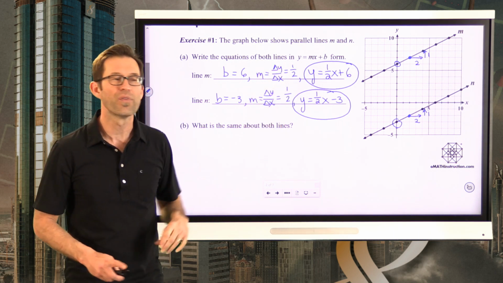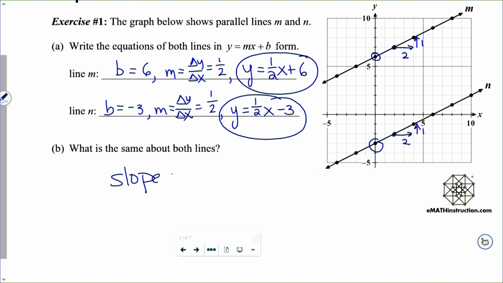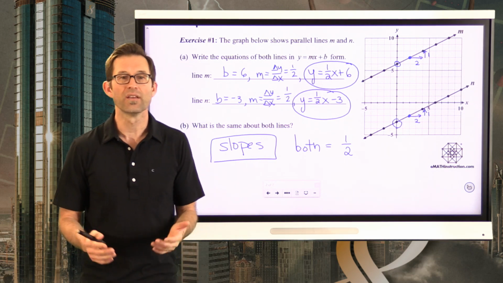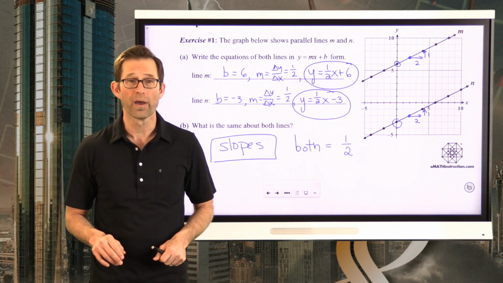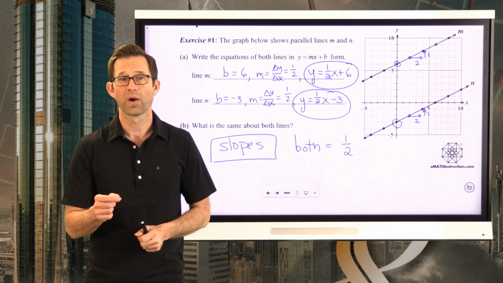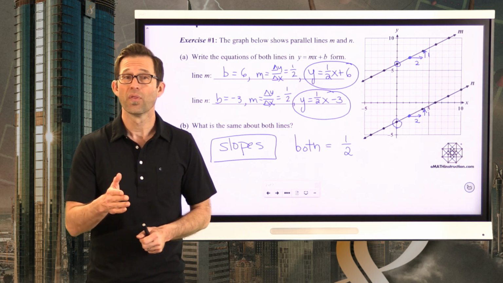The slopes of both of these lines are equal. They're both equal to 1/2. And that's really the entire lesson. I mean, we should just stop right now. We should just go home, because the entire lesson is basically this. When two lines are parallel, they have the same slope. And when two lines have the same slope, they're parallel.